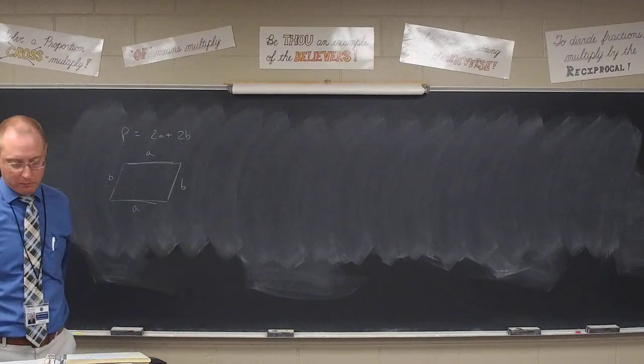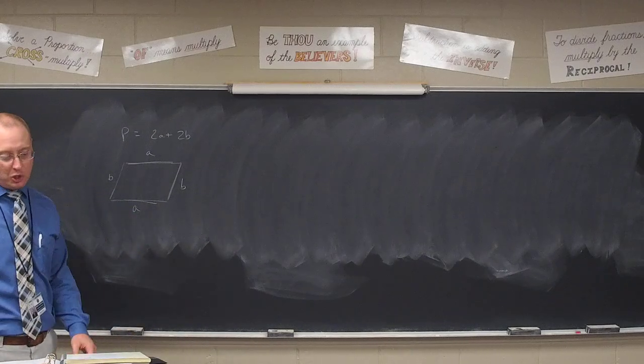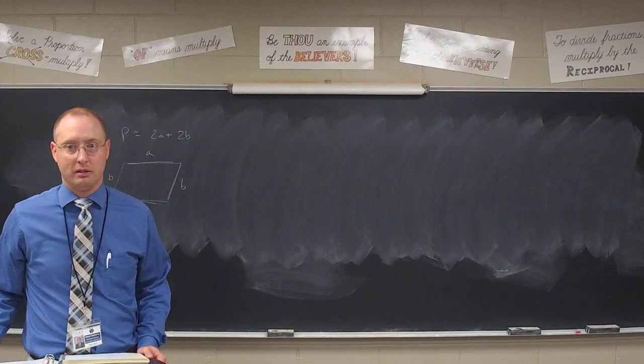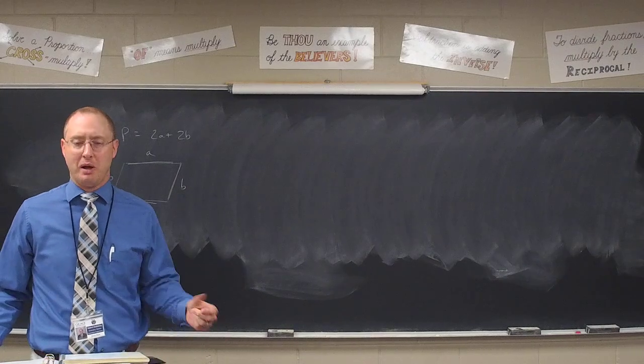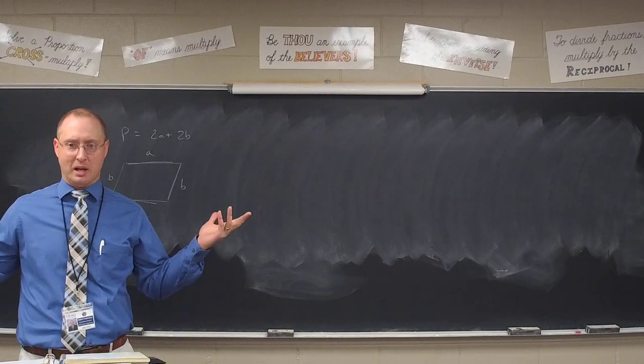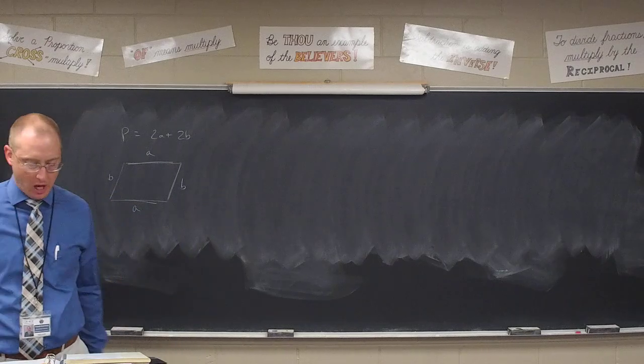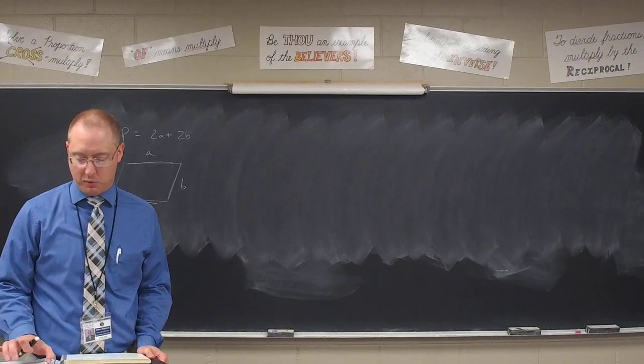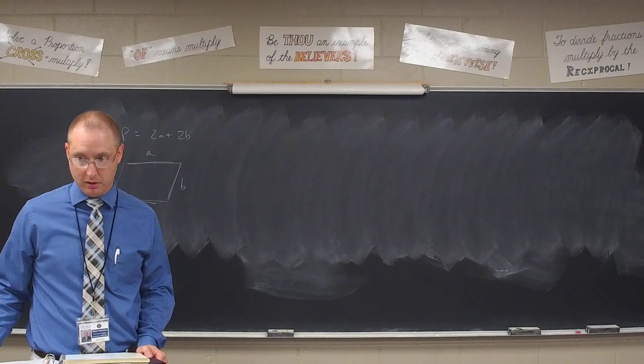What about for a triangle? If I know the 3 sides of a triangle at number 22, how do I find the perimeter, class? Perimeter, distance around a triangle. Just add them all together. Add the 3 sides, A plus B plus C. What about for a square? If we know one side of a square, how do I find the perimeter? Multiply by 4, right?